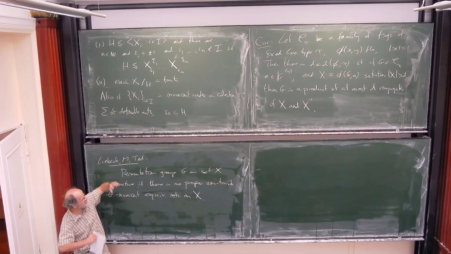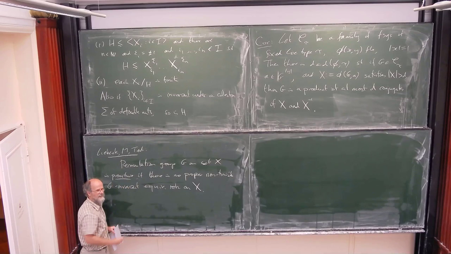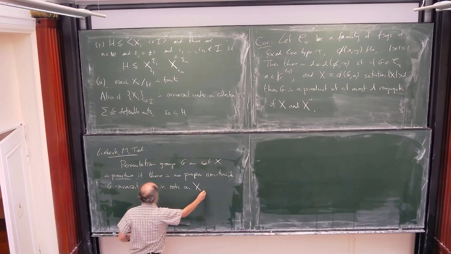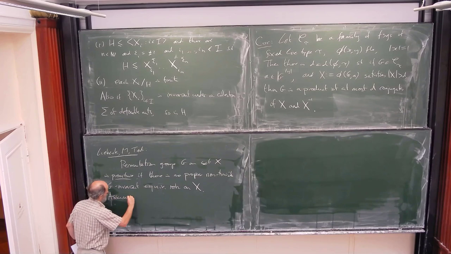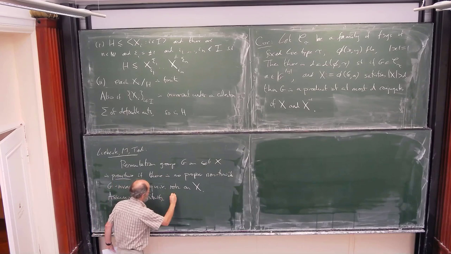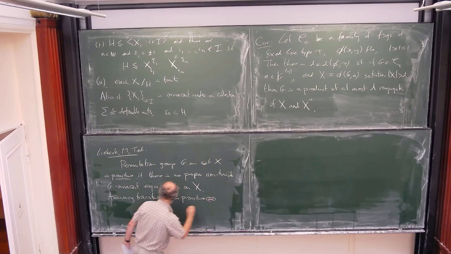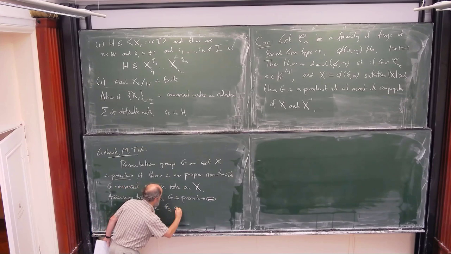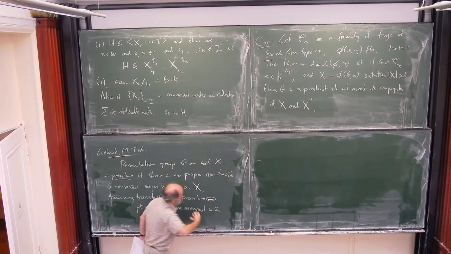Don't you want it to be transitive? Yeah, that'd be the first step, certainly. And then, assuming transitivity, G is primitive if and only if point stabilizers G_x are maximal in G. So it's very close to understanding maximal subgroups in G.